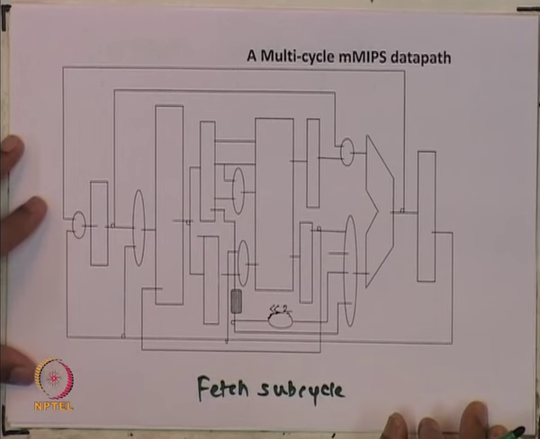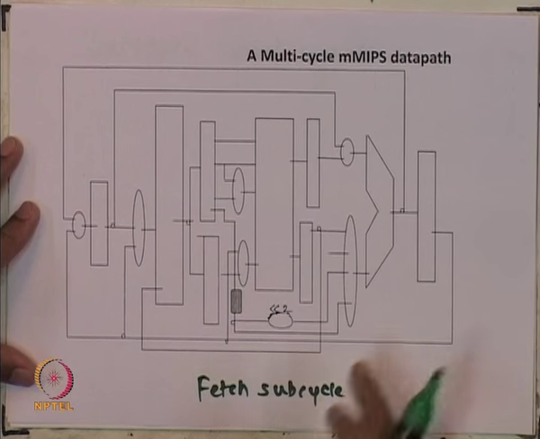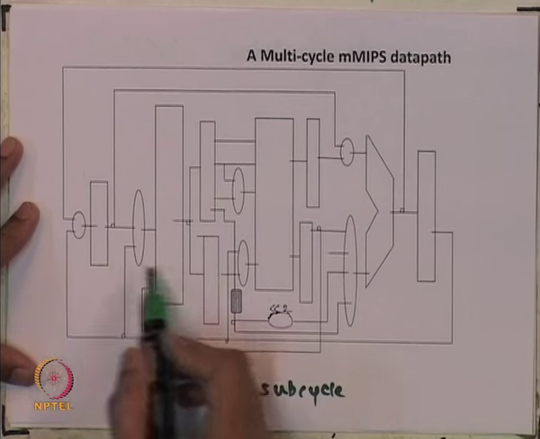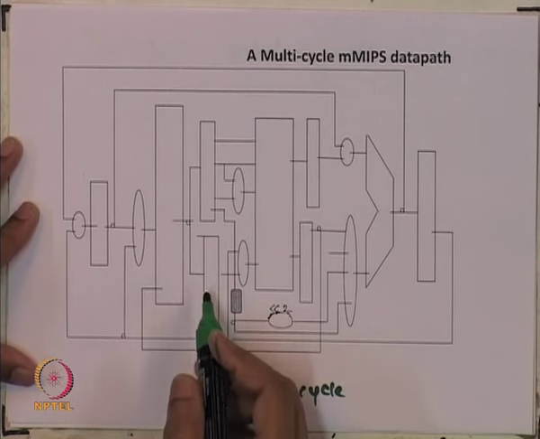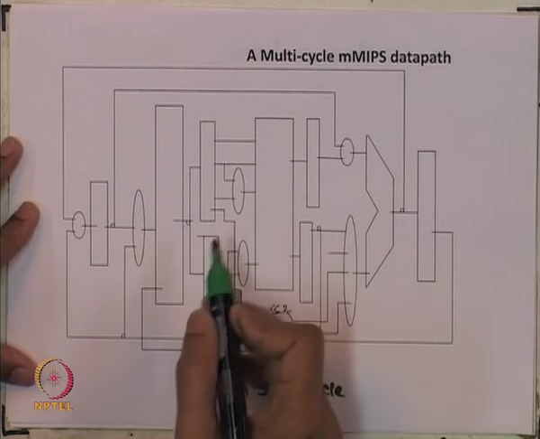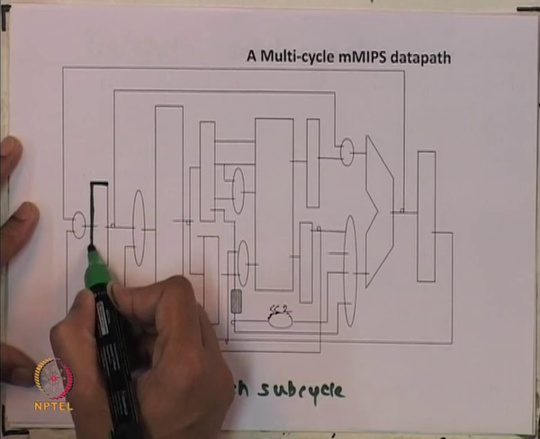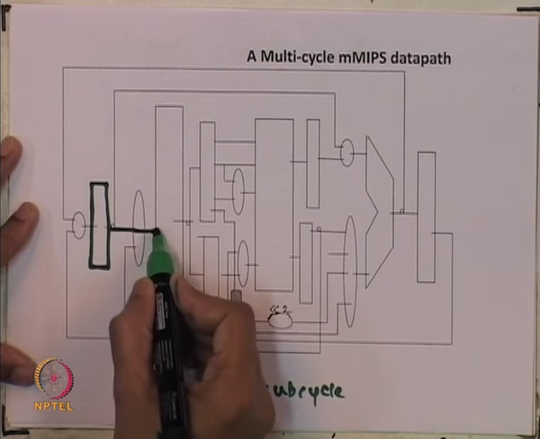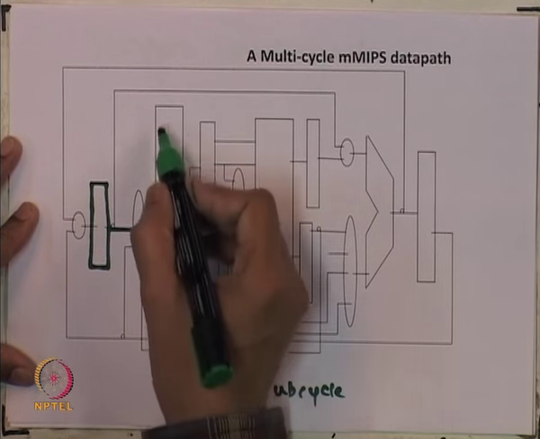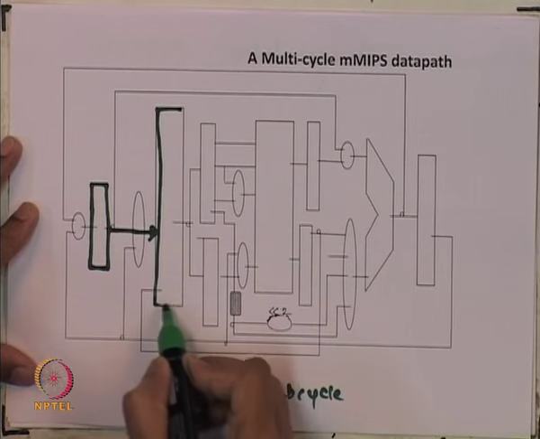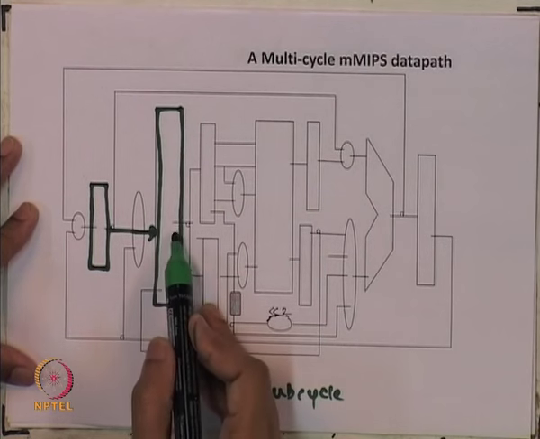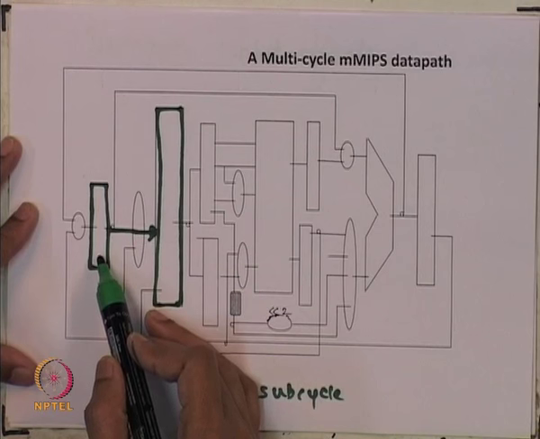Which registers are involved? Which signals have some meaning in this fetch subcycle? Is the ALU involved during the fetch subcycle? Obviously, the program counter is involved, right? Obviously, memory is involved because that is where the instruction is stored and the instruction is to be brought out from there. So, clearly the program counter will be used and the program counter's value will be fed as input to the address input of the memory. Memory will be involved in the fetch subcycle because memory contains both instructions as well as data. We want the appropriate instruction at the location pointed to by this.